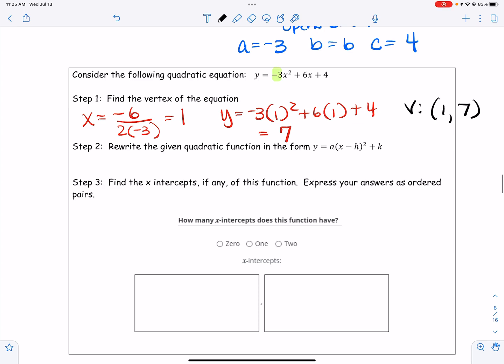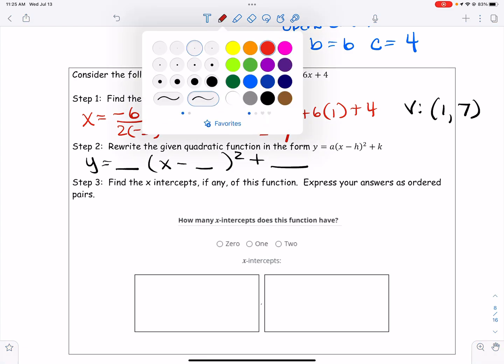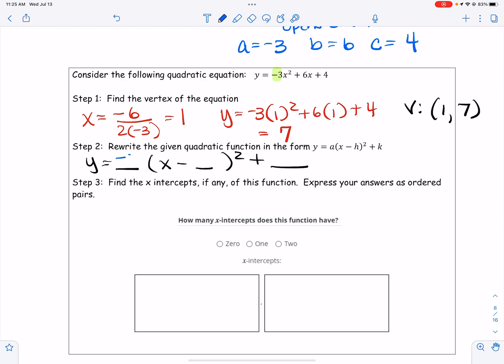Okay, now you can use that to rewrite your given equation. Remember, you're filling in the a, you're filling in the h, and you're filling in the k. So a is negative 3, your h is 1, and your k is 7. And that's what your formula would look like, okay?